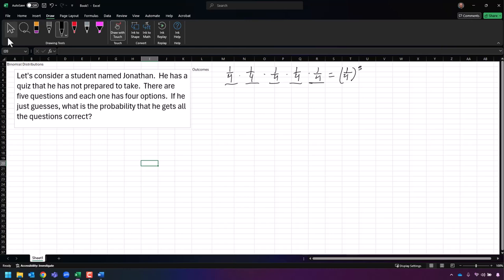I don't know what it is exactly, but I'll use Excel here. So the probability of getting all 5 correct, we've done a little calculation here. We're going to say it's 1/4 raised to the 5th power, and that is this here.